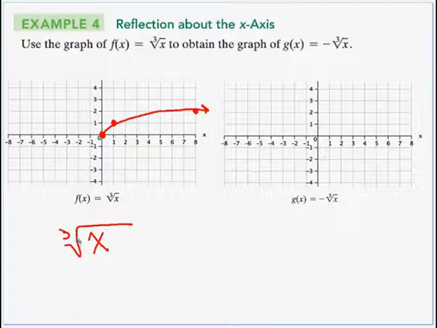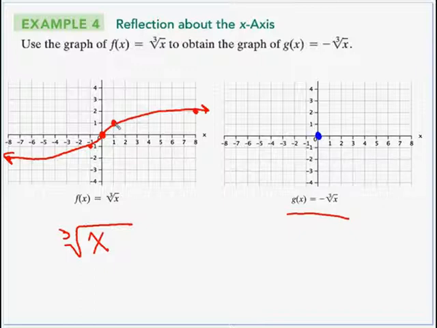And we can cube root negative numbers. The cube root of negative 1 is negative 1. And the cube root of negative 8 would be negative 2. So here's our graph of f of x equals the cube root of x. And if we know what that one looks like, it's very easy to graph the negative cube root of x. I'm going to reflect that about the x-axis. So the origin's not going to change.